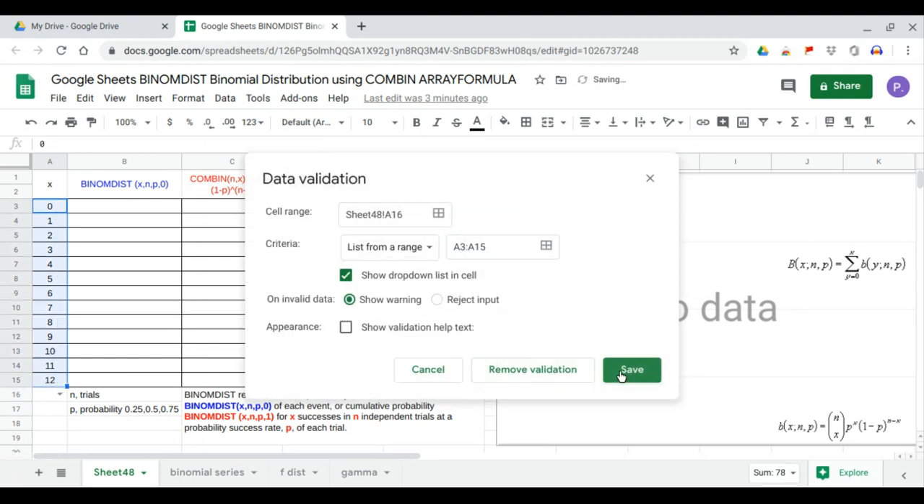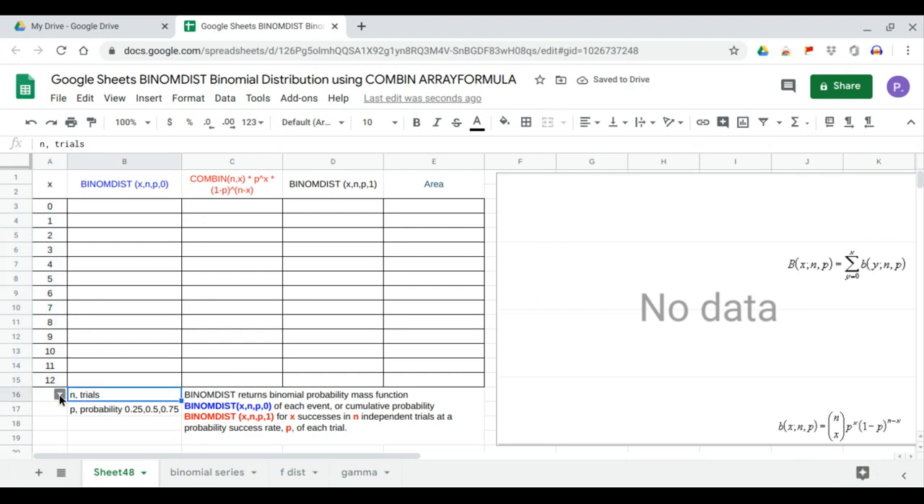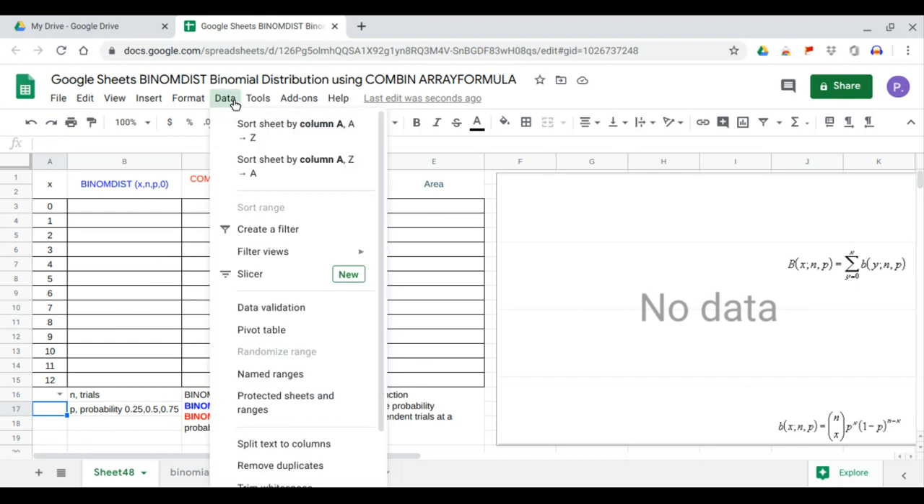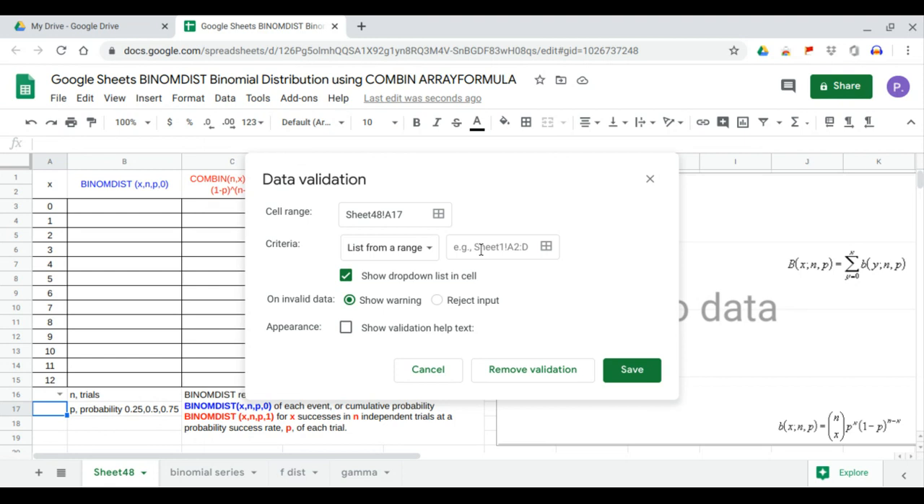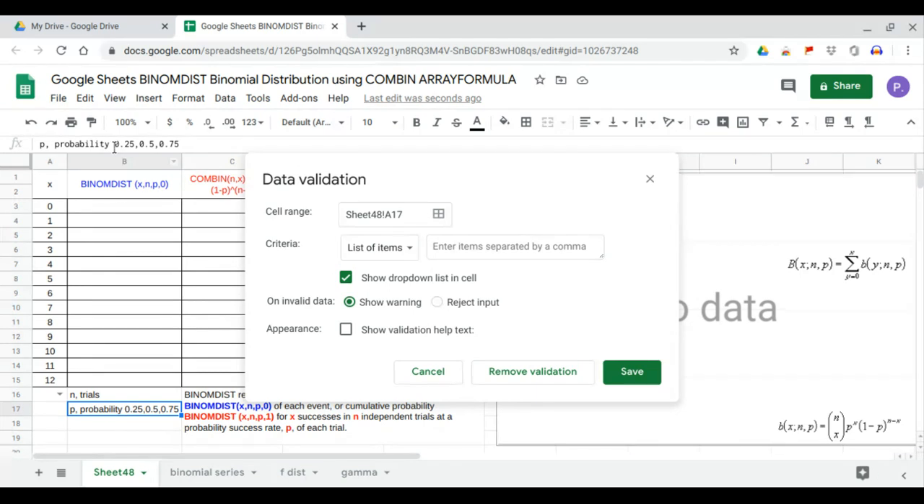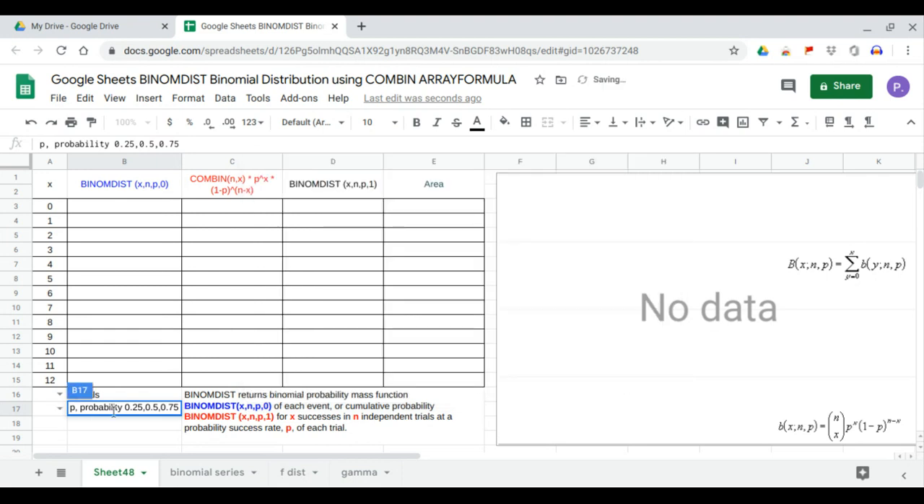And we save that. So for our trials, we can choose any value from 0 to 12. And for the probability, we'll choose from three different values: 25%, 50%, and 75%. Data validation, and we choose the list of items, which will be separated by commas. Now we have three possible probabilities: 25%, 50%, and 75%.